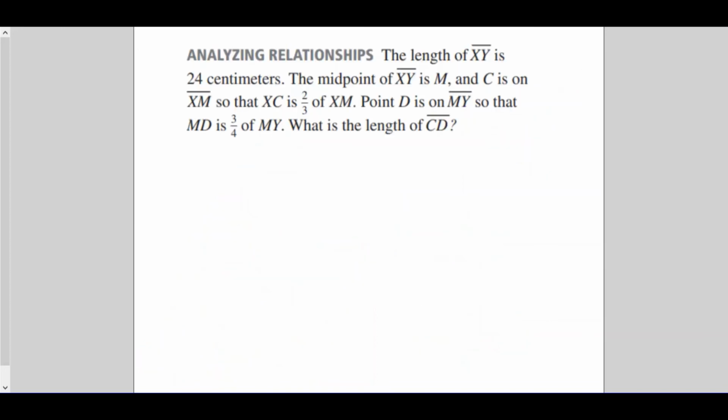So this one is just kind of analyzing this proportional relationship here. The length of xy is 24 centimeters. So I'm just going to draw that x to y. No, I guess I said that backwards, but that's 24. The midpoint of xy is m, which means that this is 12, this is 12.